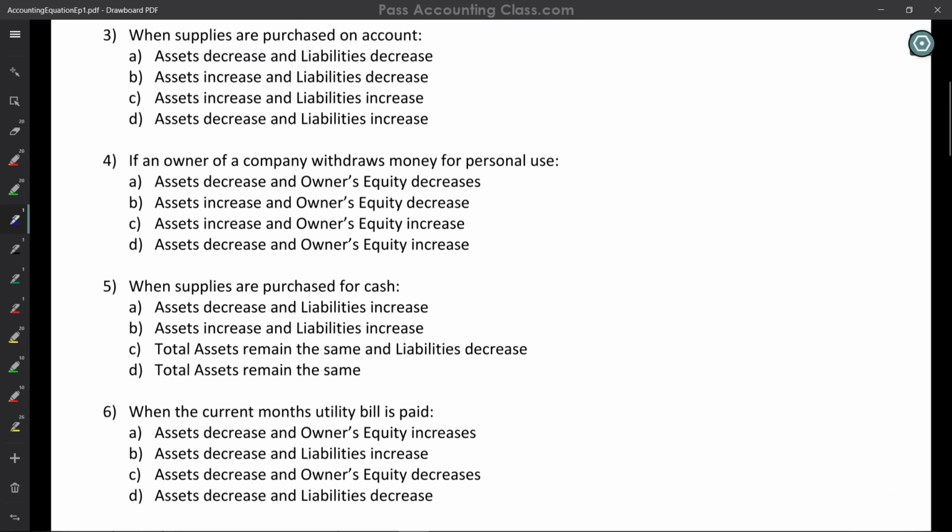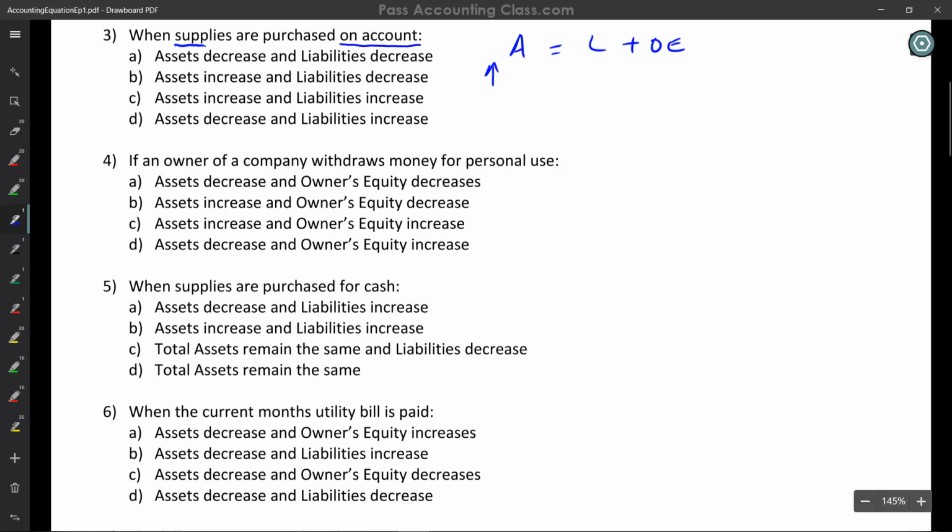Question 3 says, when supplies are purchased on account, assets decrease and liabilities decrease, assets increase and liabilities decrease, assets increase and liabilities increase, or assets decrease and liabilities increase. So I'm going to write out the accounting equation, assets equal liabilities plus owner's equity. And supplies are assets. So when we purchase supplies, we have more assets than we did before. So our assets are going to increase.